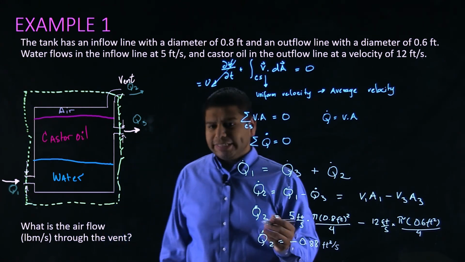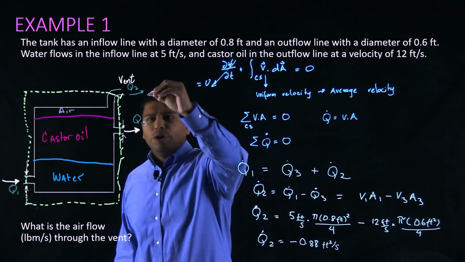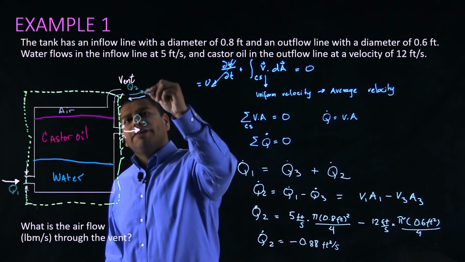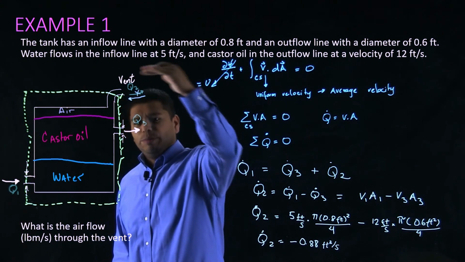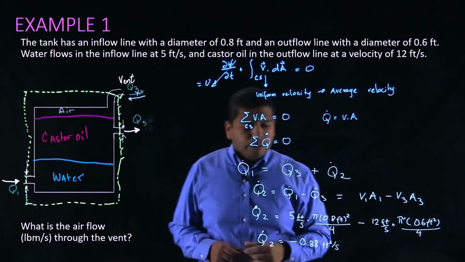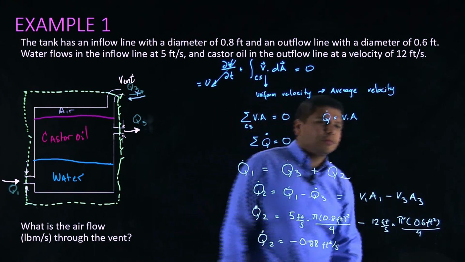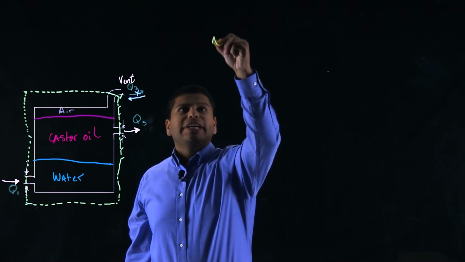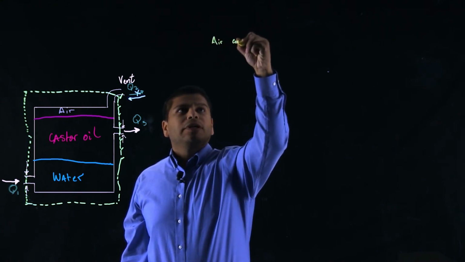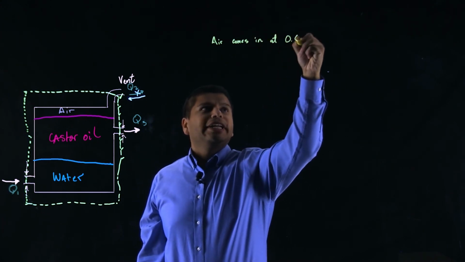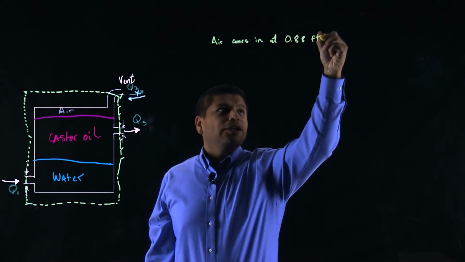What does the minus sign mean here? It means that instead of Q2 coming out of the control volume, we actually have air being pushed in so that the oil can move in this direction. So, as we demonstrated, air comes in at 0.88 cubic feet per second.